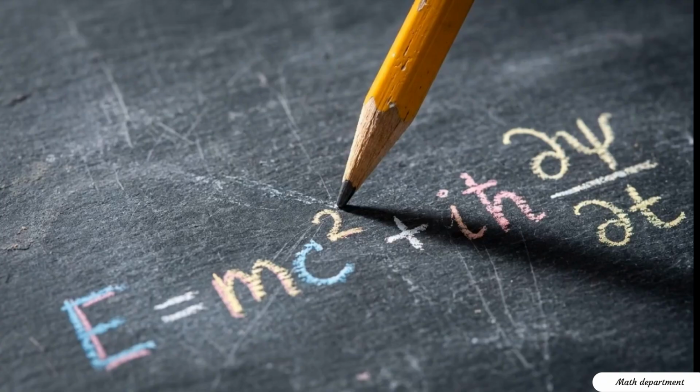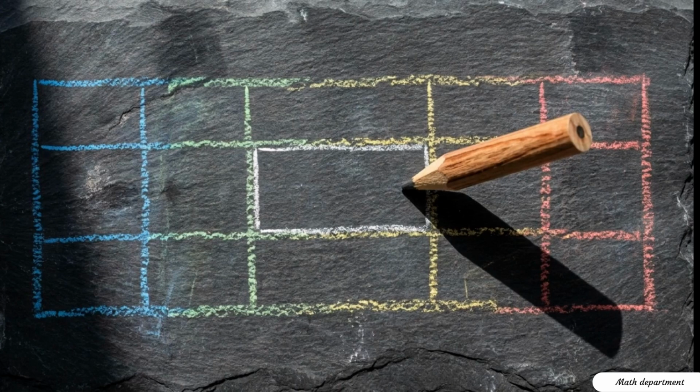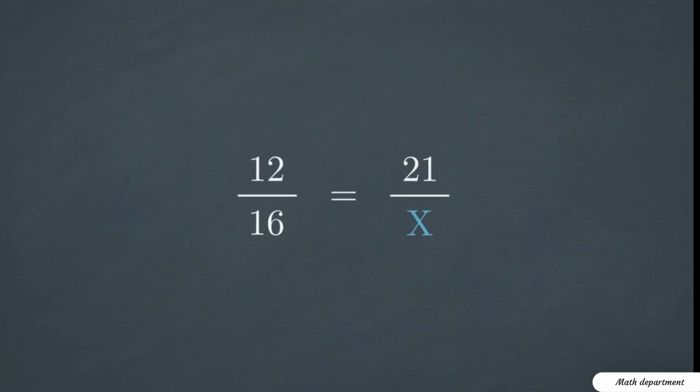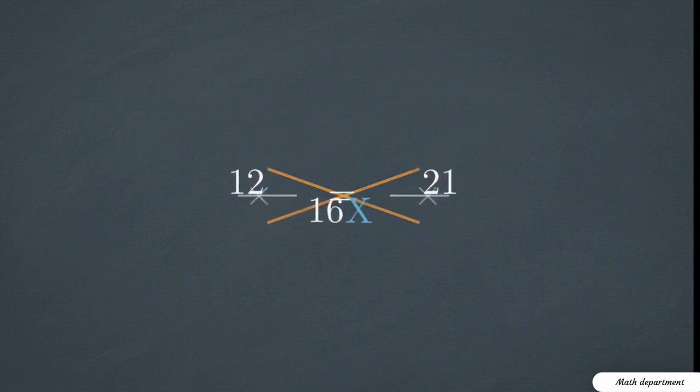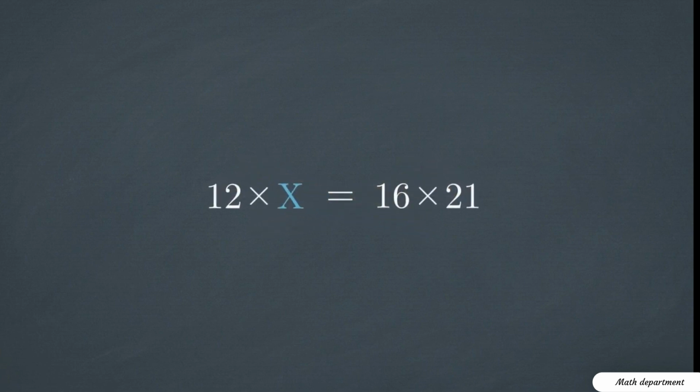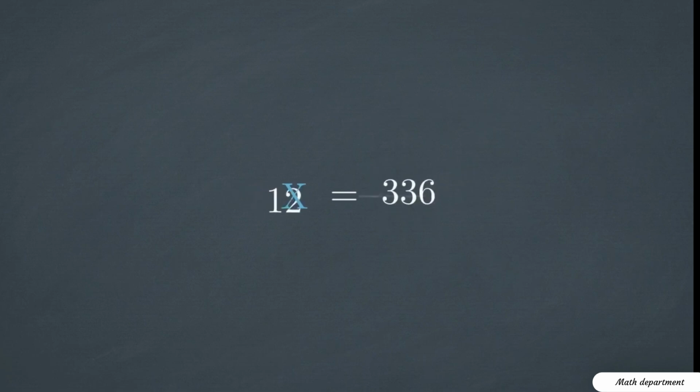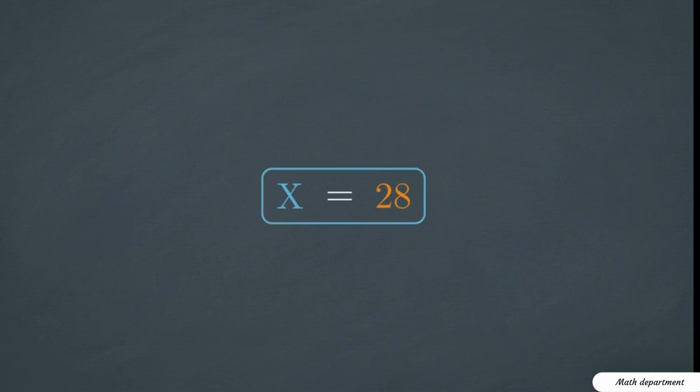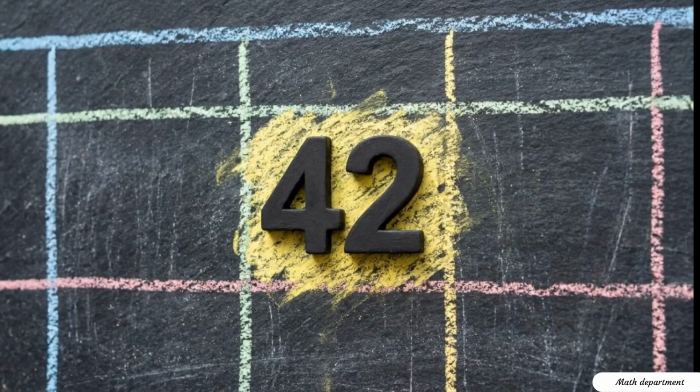Once we know the rule always works, we can use it to find pieces of information that are missing. Here we have 12/16 equals 21 over an unknown variable, x. We set up our equation to cross-multiply, just like before. 12 times x equals 16 times 21, which is 336. Divide both sides by 12, and we find that x equals 28. Proportions are predictive tools that let us fill in the blank gaps in any dataset.